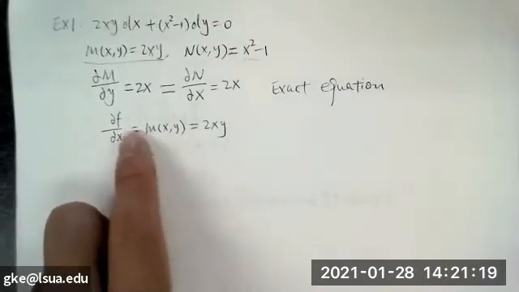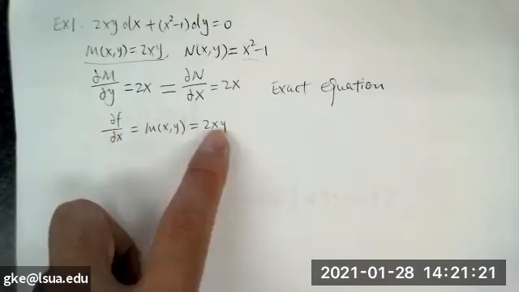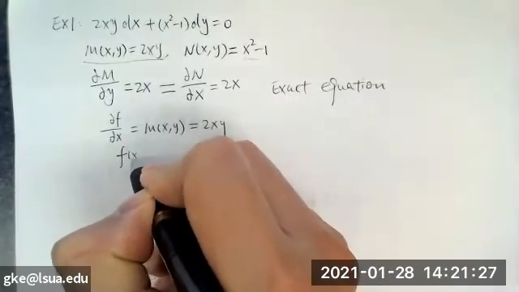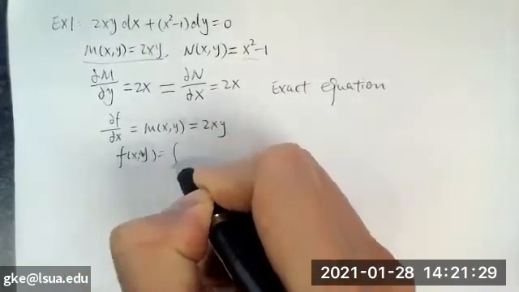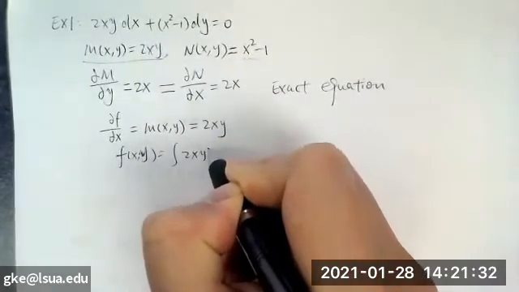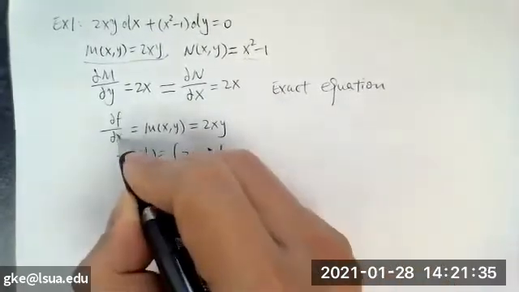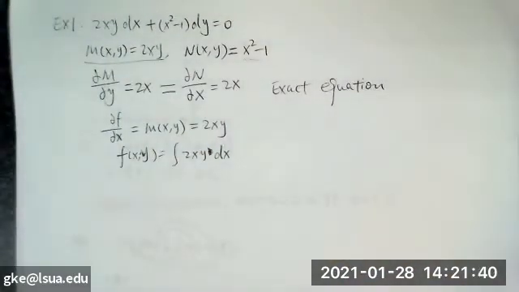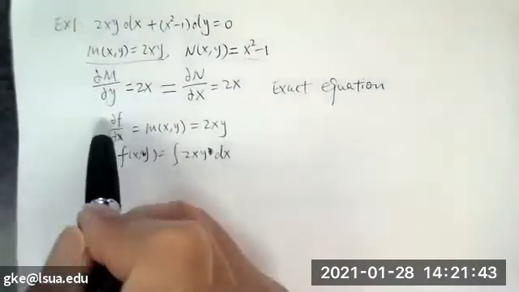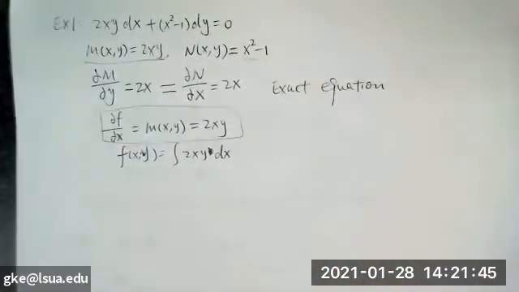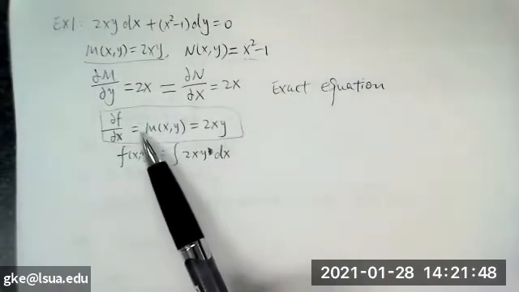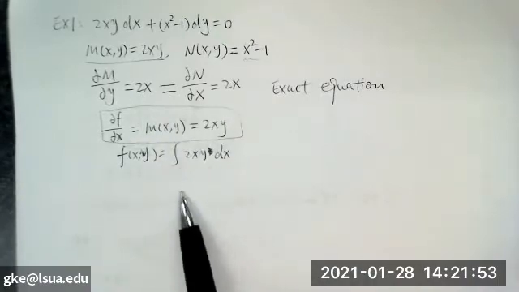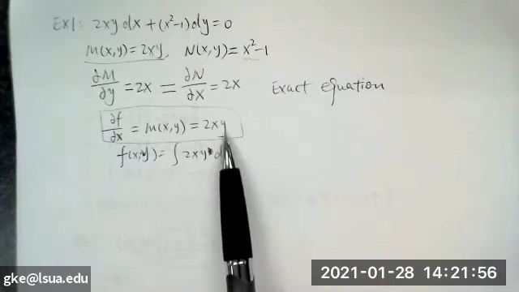Now, how to find the function f? Here's the derivative. How to find the antiderivative of f? Just do the integral. So f(x,y) will be, here's partial over partial x, so do the integral with respect to x. If I give you such things, how do you calculate f? Just do the integral, right? The derivative is going to be integral. Integral of this guy with respect to x.